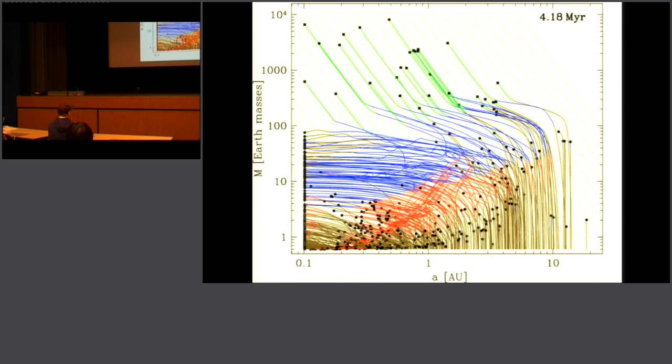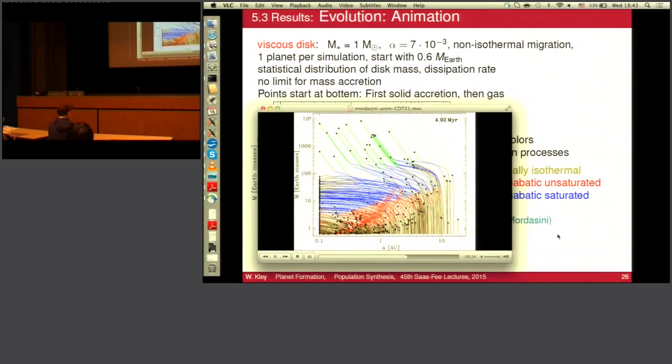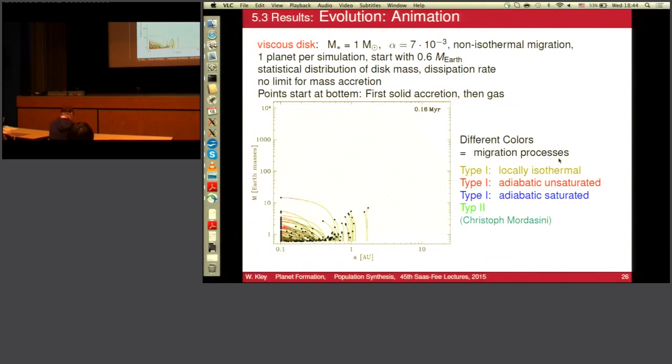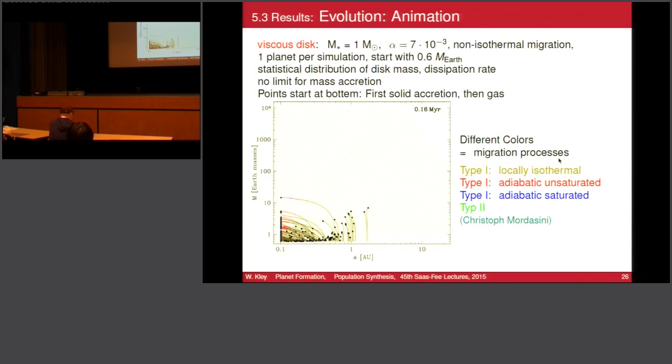Oops, so they still go. I mean, we need to cover 10 million years, okay, but I will shorten it for you. So this is what you can do. You can look at the whole ensemble here, and these are the colors for the animation here. Locally isothermal, inward migration, adiabatic, unsaturated, so you can have outward migration, adiabatic, saturated, and so on. So these are the different migration regimes you are in, classified here by Christoph Mordasini.